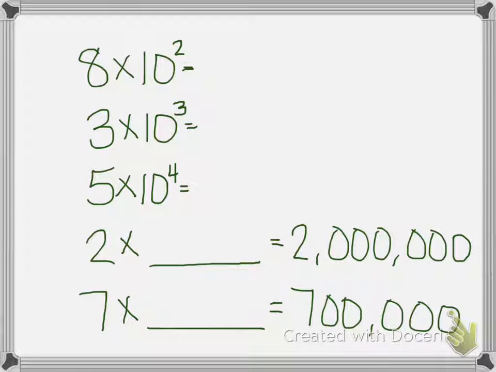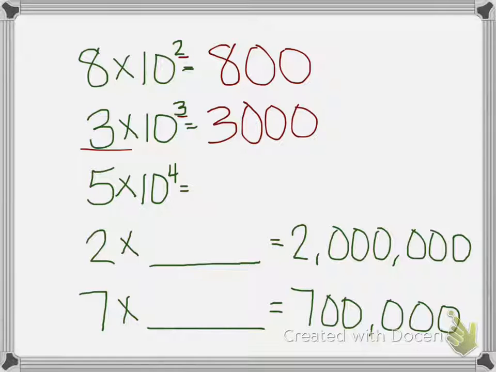Number 1 says complete. Use exponential notation for parts D and E. So 8 times 10 to the second, we know we're going to have an 8. And if we look at the 2, we know we have 2 zeros, so 800. B says 3 times 10 to the third, so we have our 3. 10 to the third, so we add 3 zeros, or 3,000.